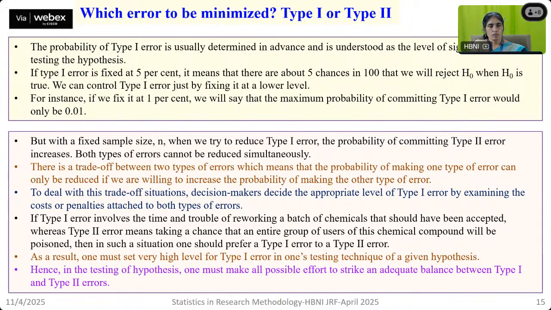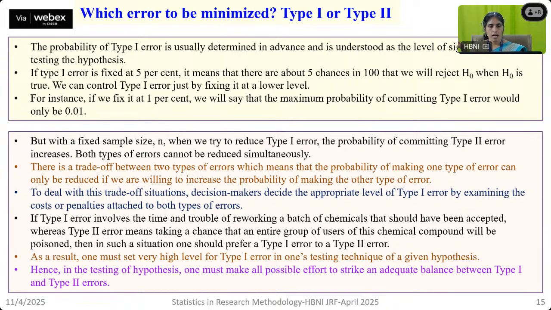The probability of type 1 error is usually determined. Generally, alpha is given dominance, so alpha can be decided in advance. Accordingly, we can set the level of alpha. Generally, we keep the level at 5%, that means 0.05 as the alpha level. Accordingly, the type 2 error will get modified, whatever value is there. If I fix the alpha level at 5%, then corresponding to that you will have a beta error.